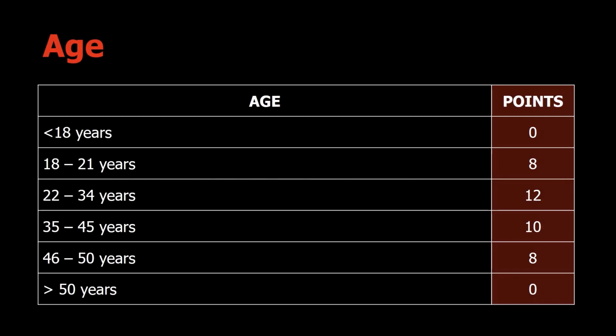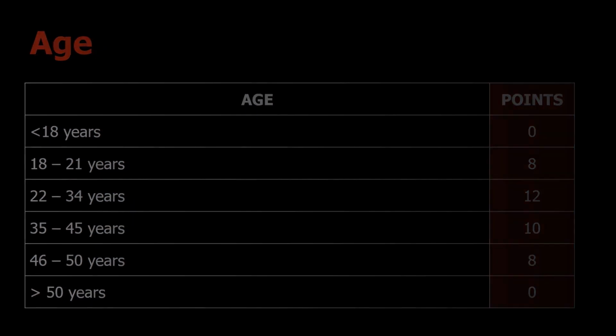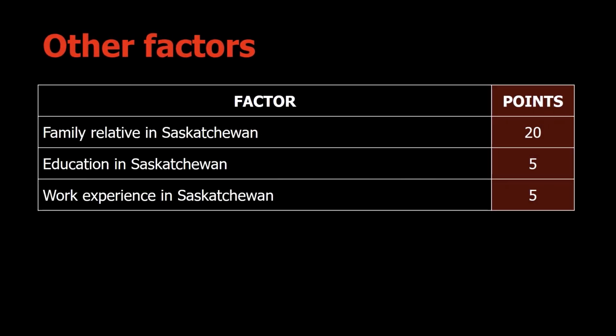The next section covers the SINP points for age. You get the highest points for the ages between 22 and 34. There are some other factors for which you can claim points under the SINP assessment grid. For example, if you or your spouse have a family relative who is a Canadian citizen or permanent resident living in Saskatchewan. Family relatives include parents, siblings, grandparents, aunts, uncles, nieces, nephews, cousins, and step-family members. You also get points for past education or work experience in Saskatchewan.